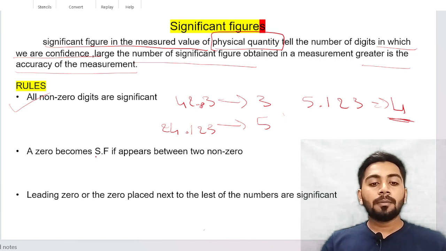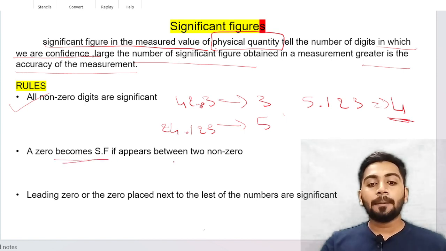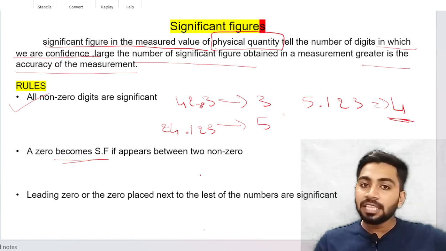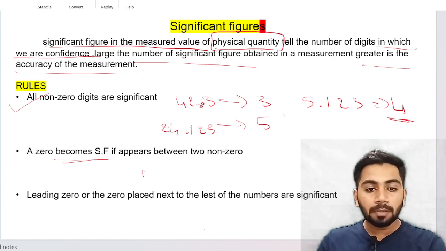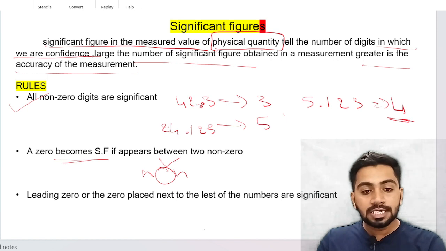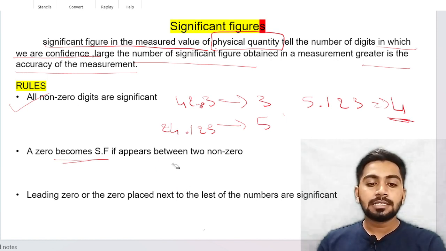Now the second rule: a zero becomes significant if it appears between two non-zero digits. Significant means we are confident. We have two numbers, and in between, if I get a zero, then I count this zero also as a significant number.